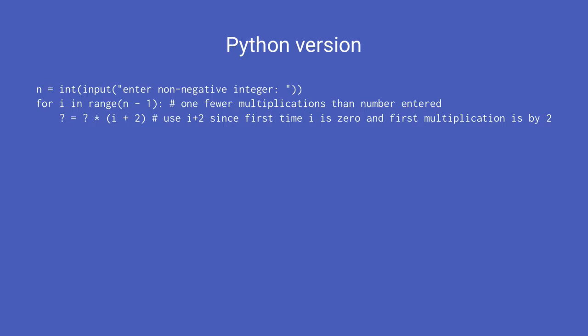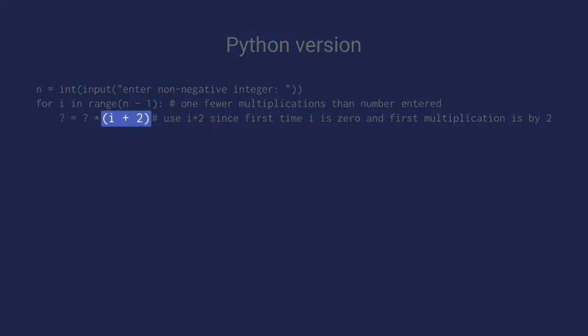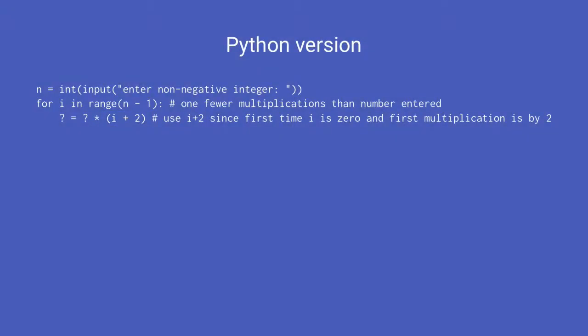Since i will be 0 the first time through the loop, we use i plus 2 as the expression we want to multiply by. The next time through the loop, i will be 1, and we'll be multiplying by 3, so i plus 2 is the expression we want.